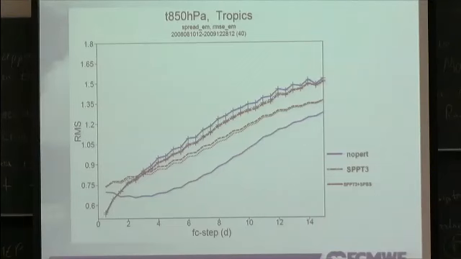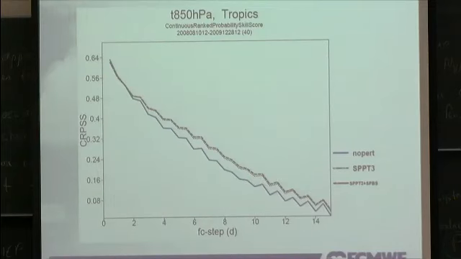Now the scores for the tropics show a much better impact, so you can get more excited about them. You see a really big improvement in spread, and you see also a very big improvement in the root mean square error. And also the probabilistic scores go up quite a bit. So there's really a good impact in the tropics.